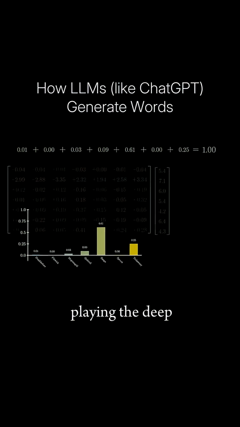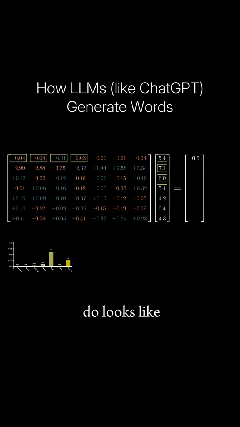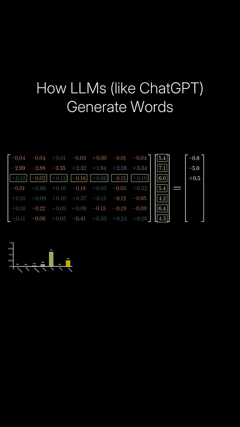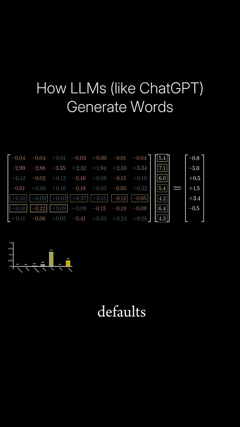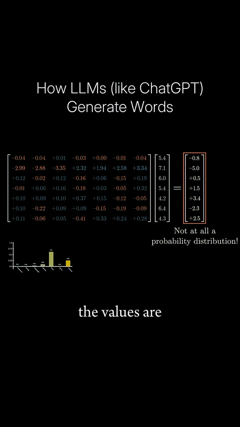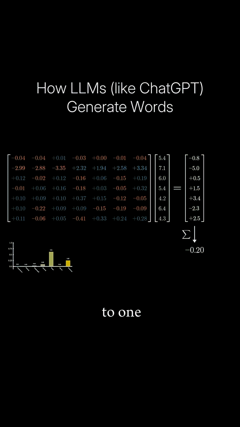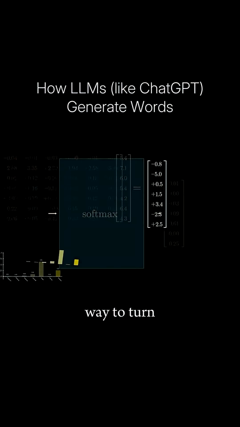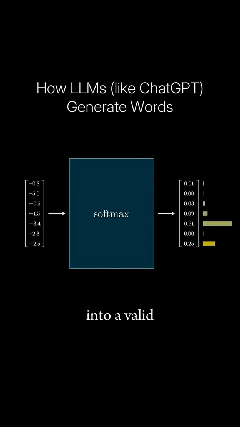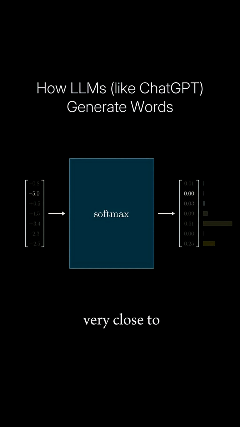However, if you're playing the deep learning game, where everything you do looks like matrix vector multiplication, the outputs that you get by default don't abide by this at all. The values are often negative or much bigger than 1, and they almost certainly don't add up to 1. Softmax is the standard way to turn an arbitrary list of numbers into a valid distribution in such a way that the largest values end up closest to 1, and the smaller values end up very close to 0.